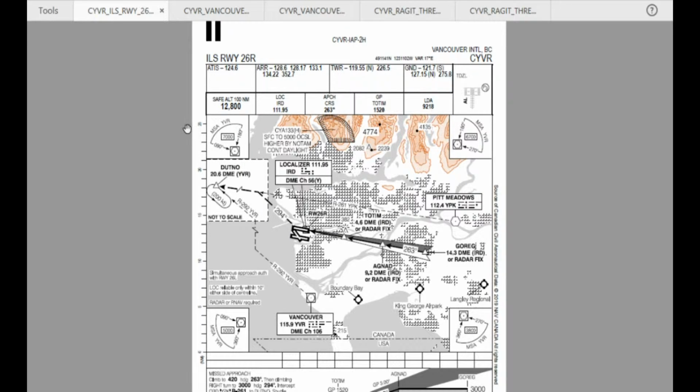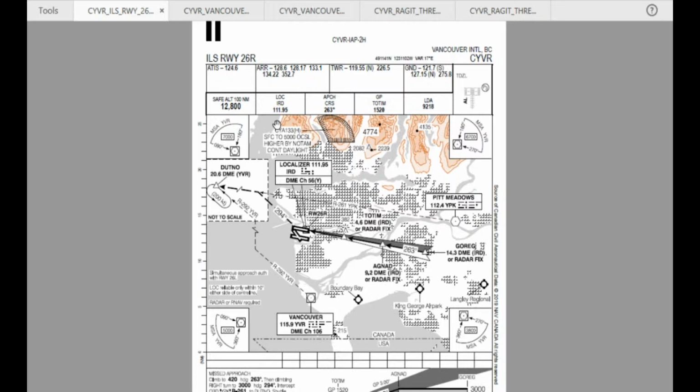Moving on to the next box, we have our minimum safe altitude for a 100 nautical mile radius around the airport. And in this particular case, it's 12,800 feet. So if it is VFR conditions and you have an emergency, or even IFR conditions, this altitude is guaranteed to give you at least 1,000 feet separation from the nearest obstacle within a 100-mile radius. So this would be the minimum altitude you would descend to if you have no clue where you are, except that you are within 100 miles of Vancouver.